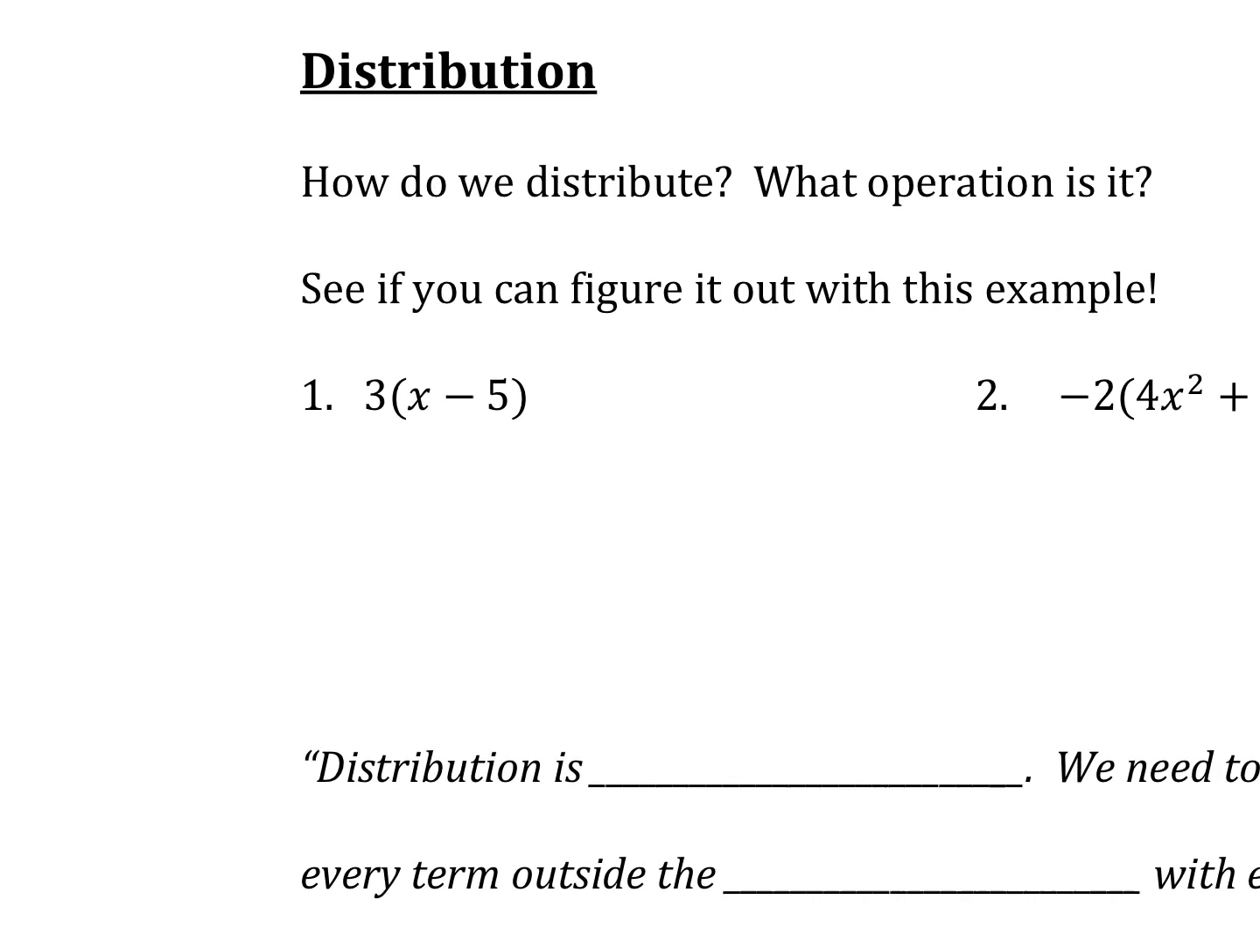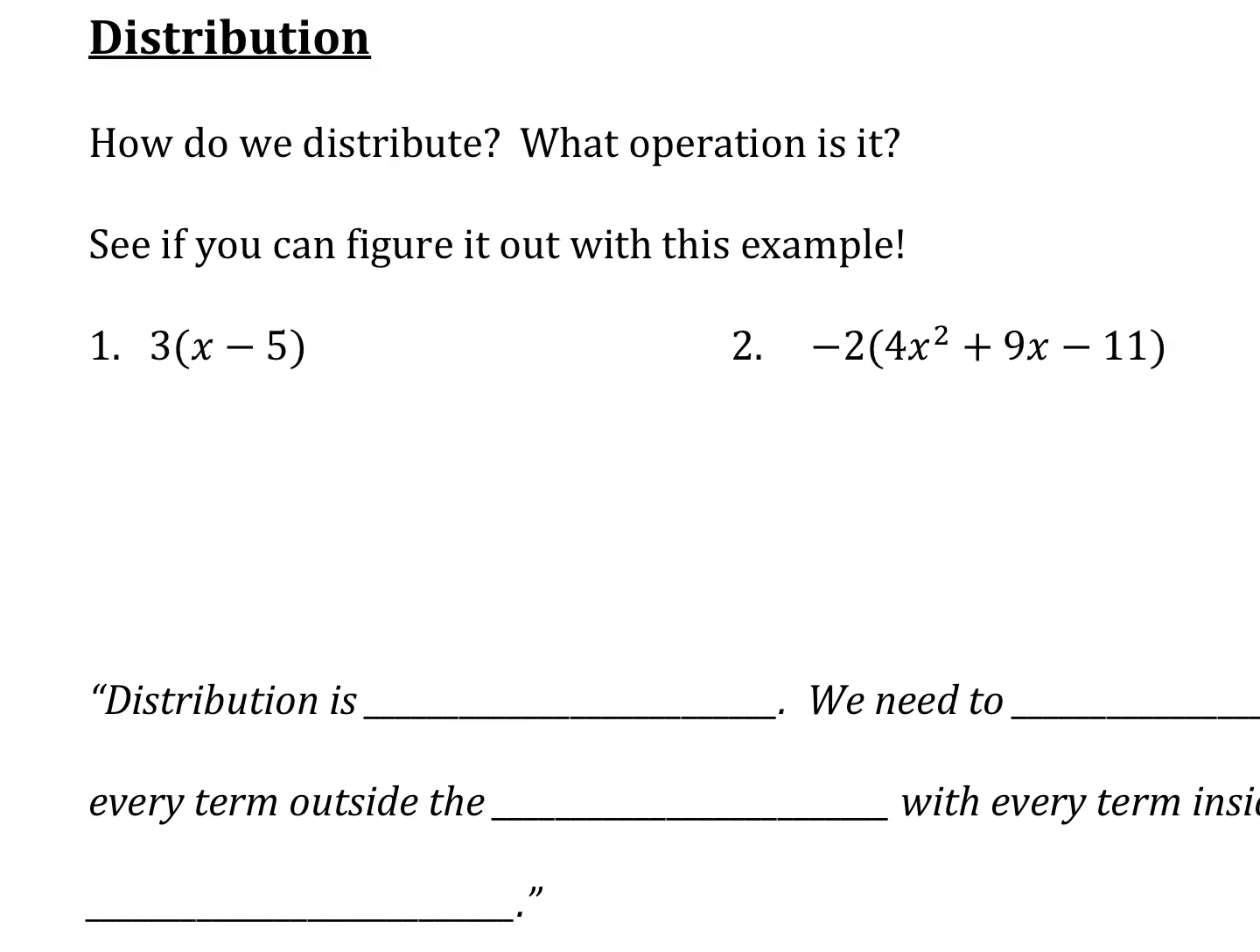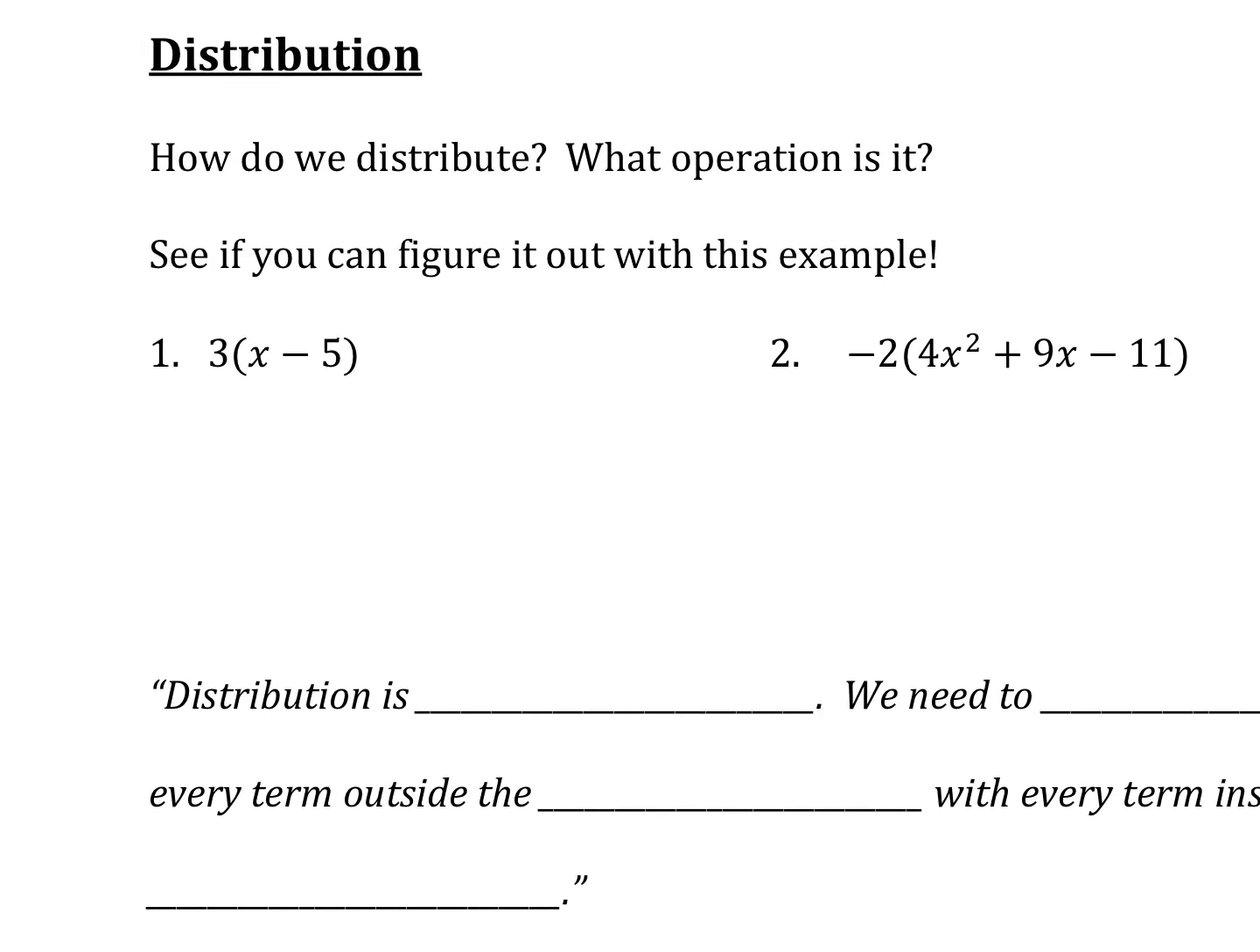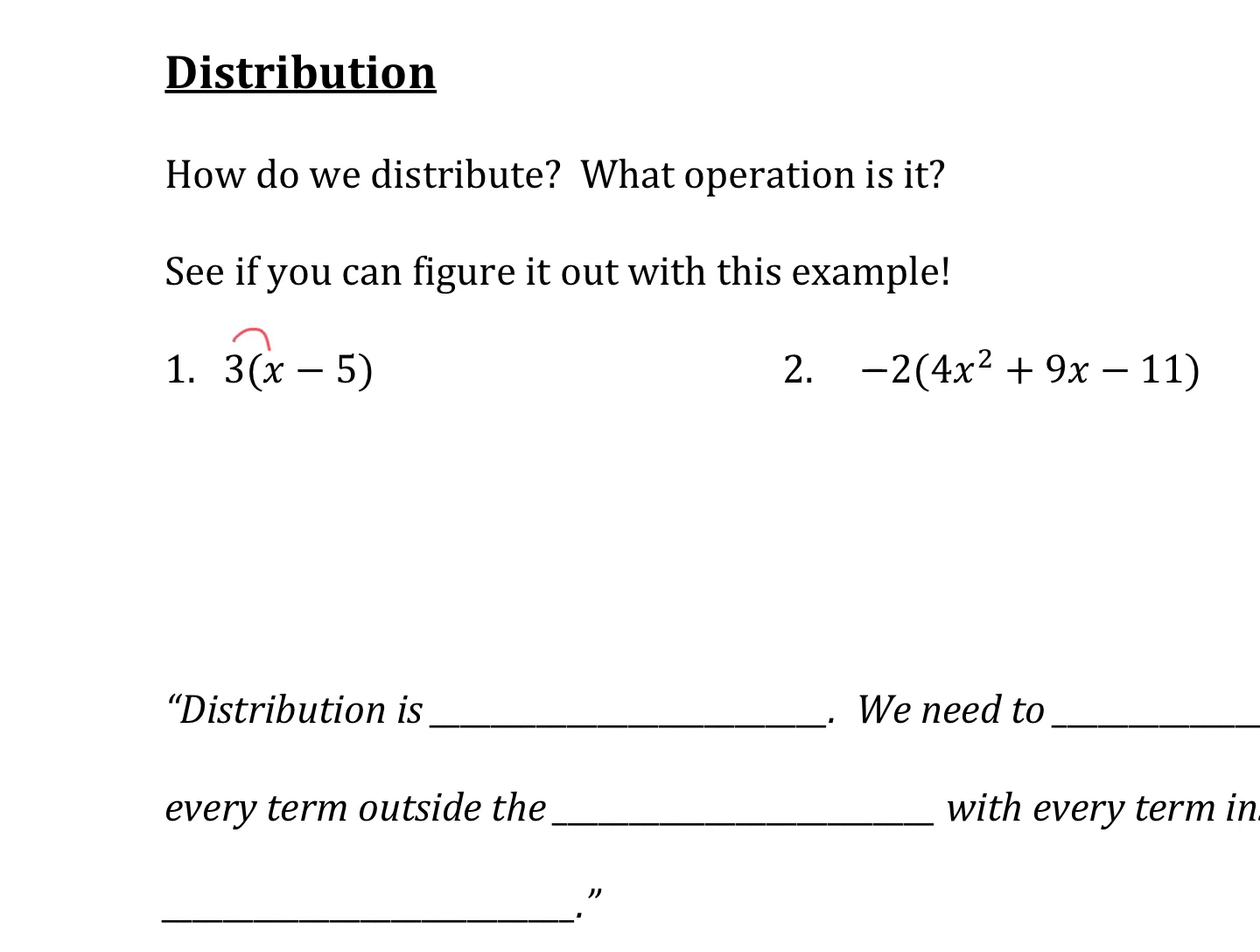Does this look familiar? What are we going to do with this 3 here? We're going to do this kind of loop thing here, okay? We're going to do 3 and x and 3 and negative 5. What operation are we doing when we do these loops here? What are we going to do to the 3 and x? Hopefully, we're going to multiply. 3 times x is going to be 3x. And 3 times negative 5 is going to be negative 15.